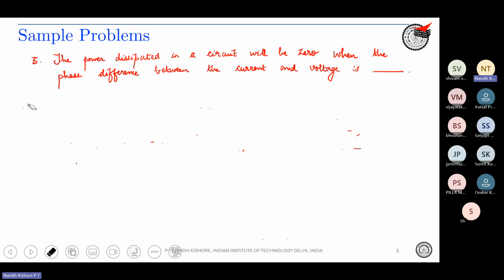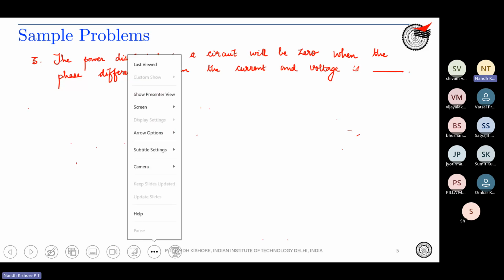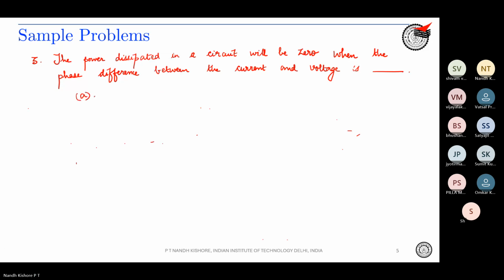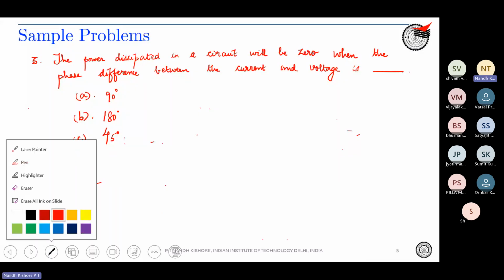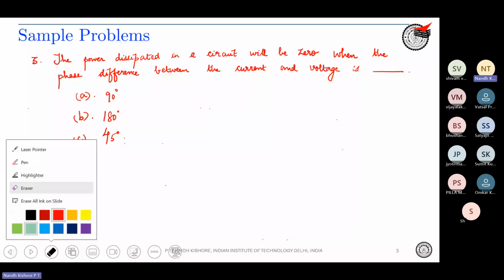That is, there is no I square R loss, right? The power dissipated is basically I square R, right? So when would that be 0? For what phase angle? 90 degree, 180 degree, or 45 degree? So when would the power be 0? At 90 degrees. Why? Because the power factor is 0. Correct.